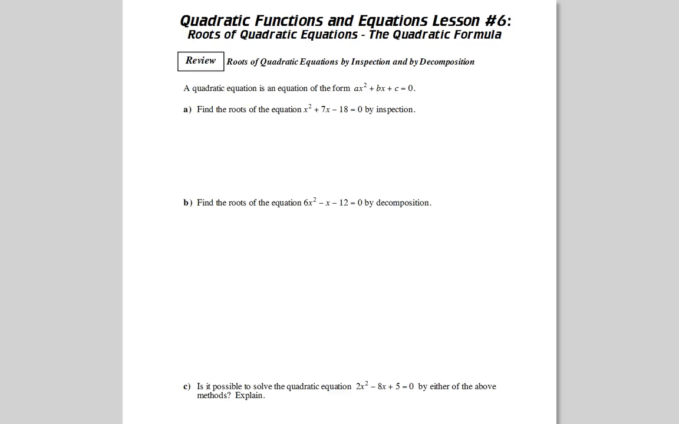So lesson 6 here, this is the quadratic formula. You're going to see it on your formula sheet. We'll develop it on the next page maybe. It's a pretty hard proof, so we'll probably just skip it. But what it does is it finds those roots for you.